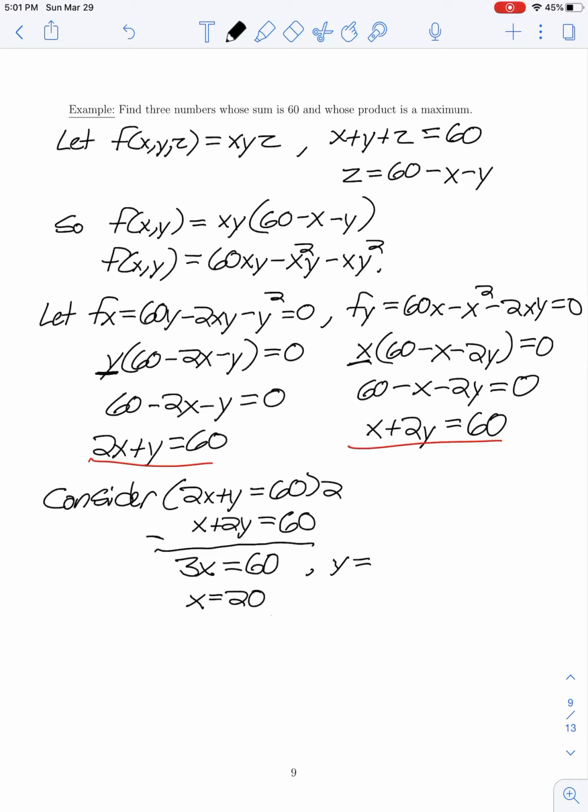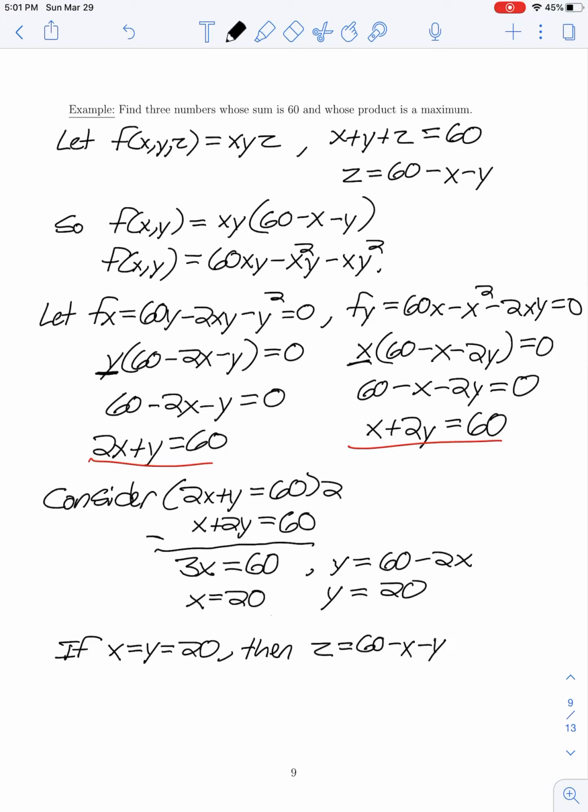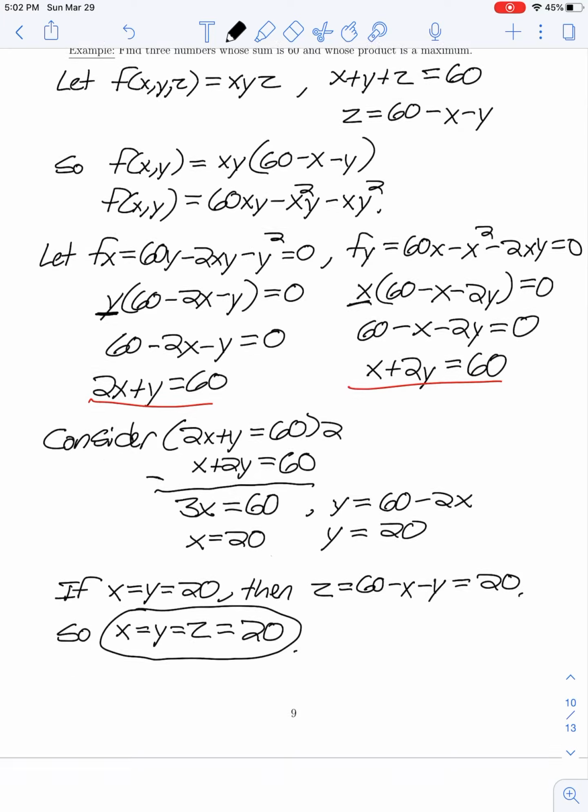Now once I have x, I can substitute into either one of my earlier equations to solve for y. My first equation says that y is equal to 60 minus 2x. So if x is equal to 20, we find that y would also be 20. So we have x and y need to be 20 in order to maximize our function, and we still need the value of z. Now if x and y are both 20, then we find z, which was 60 minus x minus y, would also be 20. So here we find the points of interest, x, y, and z, would all need to be 20 in order for the product of those numbers to be maximized.